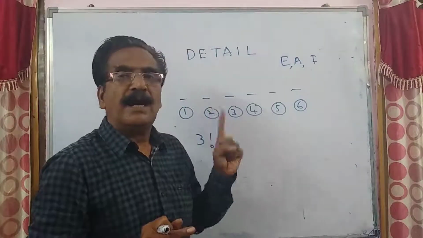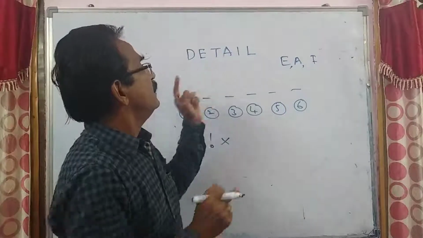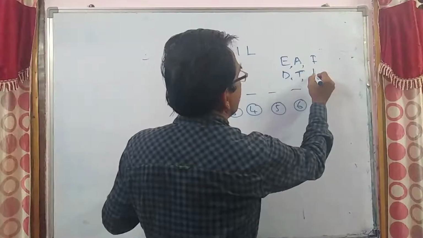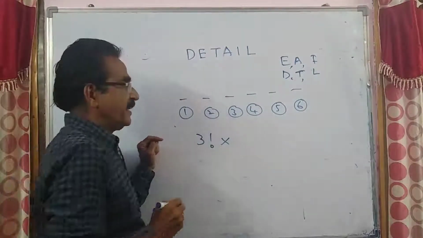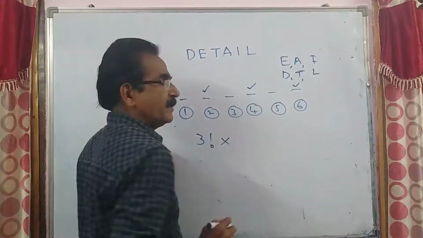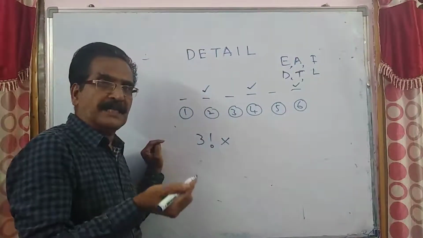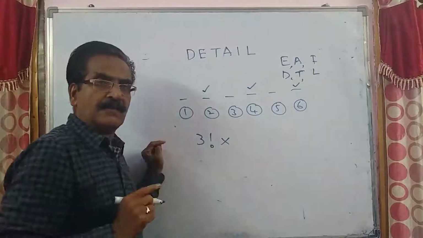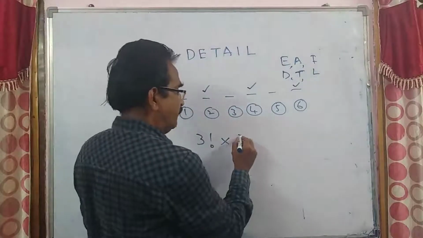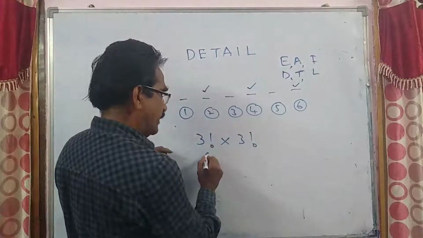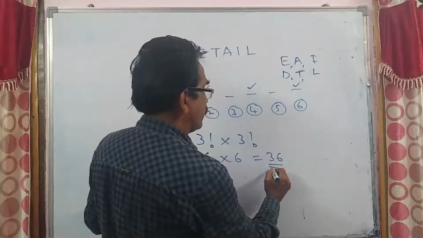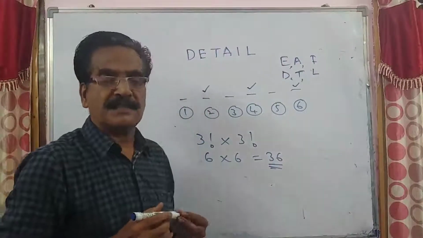Now we have to arrange the consonants. The remaining consonants D, T, L can be arranged in the remaining 3 places, second place, fourth place and sixth place, in 3 factorial ways. 3 factorial is 6, 6 into 6, 36 is your answer.